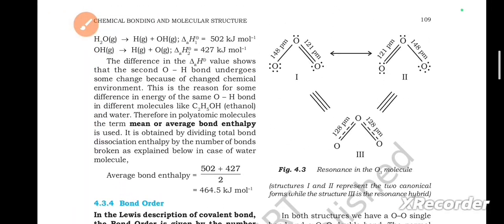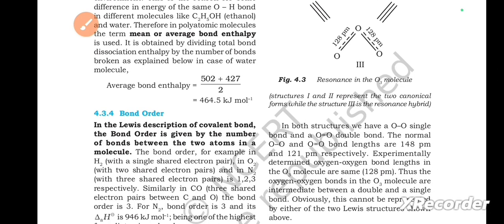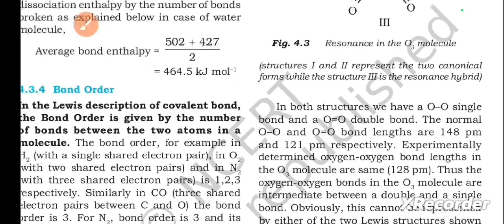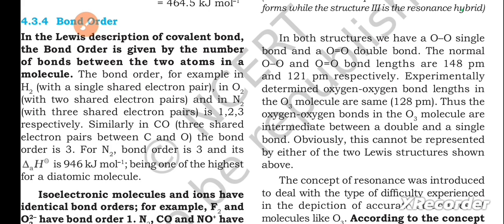Resonance in the O3 molecule. The pictures I will provide you. You can check it out. In both structures, we have an O single bond O and an O double bond O. The normal O single bond O and O double bond O bond lengths are 148 pm and 121 pm respectively. Experimentally determined oxygen to oxygen bond lengths in the O3 molecule are the same, 128 pm.